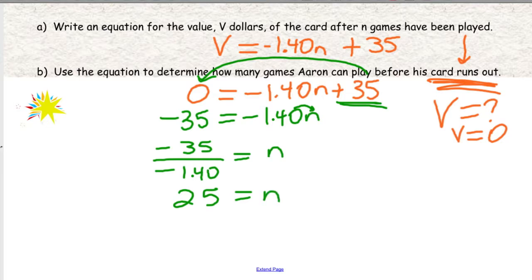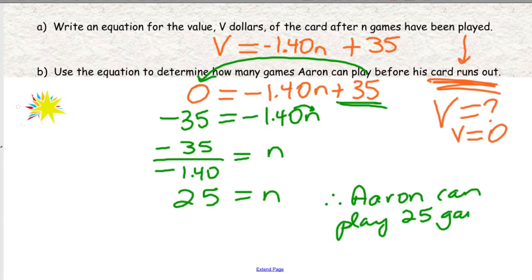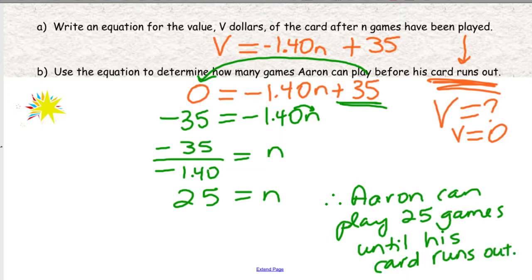There are other ways you could have done this. You didn't have to use the equation. You know that how many $1.40s would go into $35 is kind of what you're thinking. We take 35 and divide it by $1.40, and you get 25. So therefore, Aaron can play 25 games until his card runs out. So we're trying to write equations from situations that you're given. These are linear equations, and you're just given some information in a situation, and we try and get equations from that information. And when you do, the equations help you solve problems.